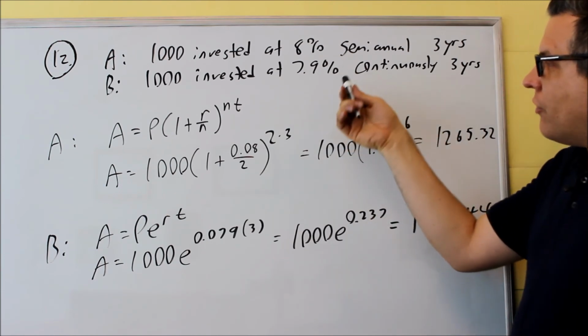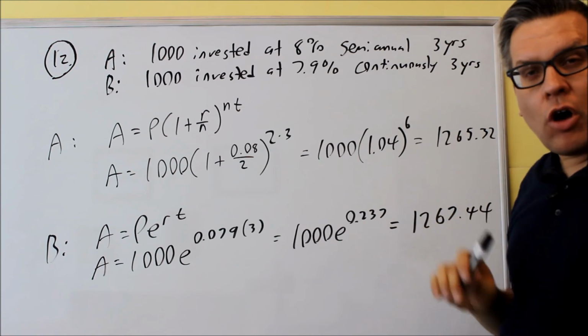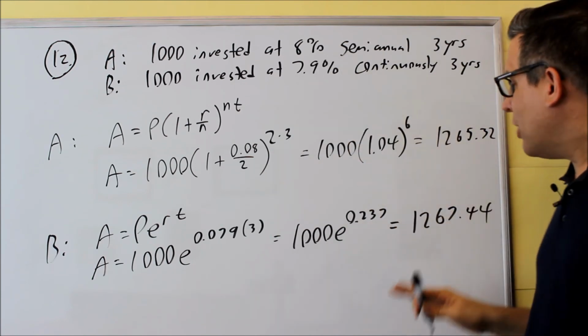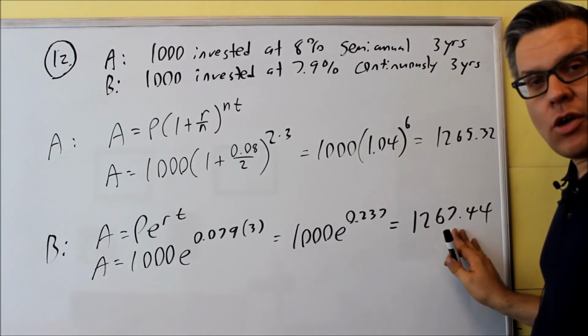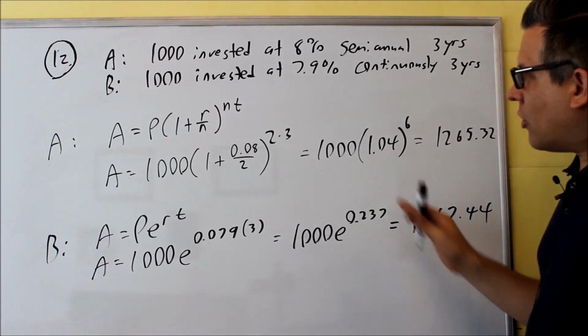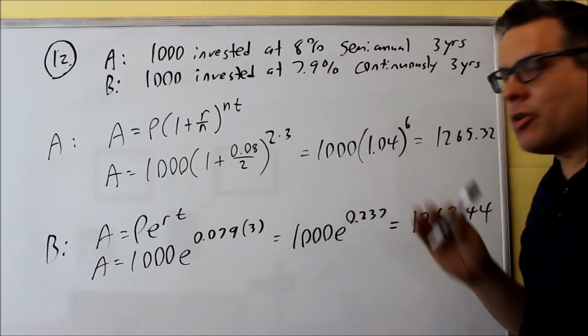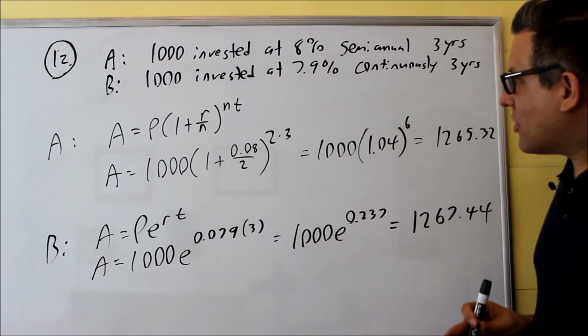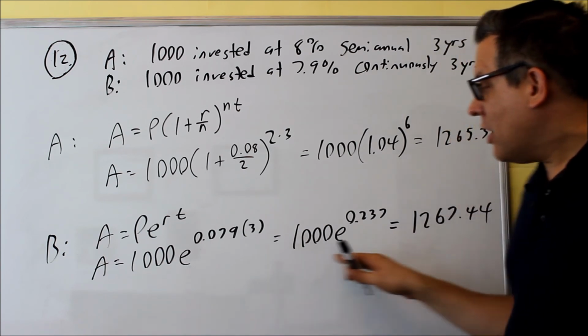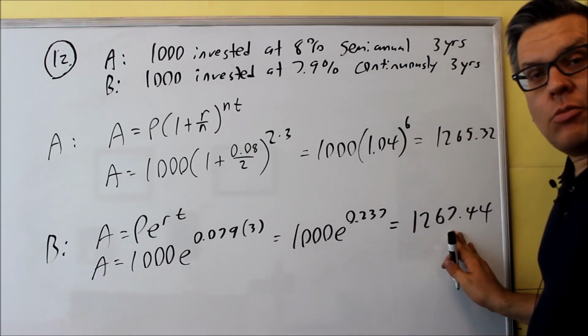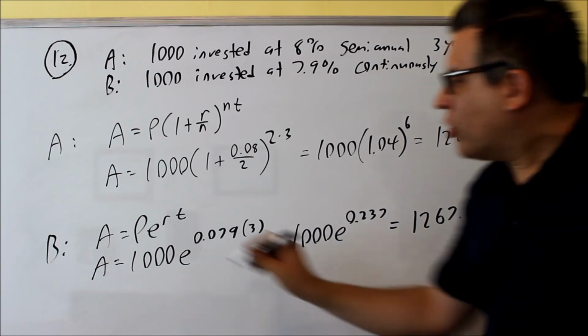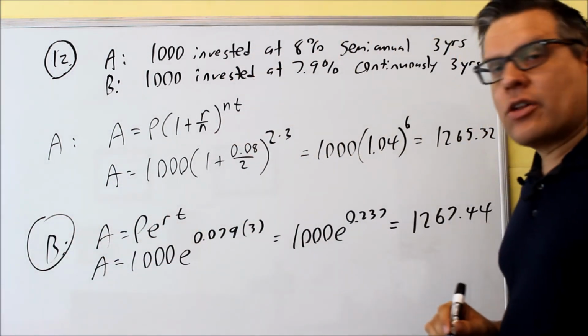So this is an unusual case. Even though this actually had a lower interest rate, we still ended up with more money as a result. So a lower interest rate doesn't necessarily mean you're going to get less interest in this case. We see here that we actually get a little bit more interest. So the answer that you would put for this problem is option B.